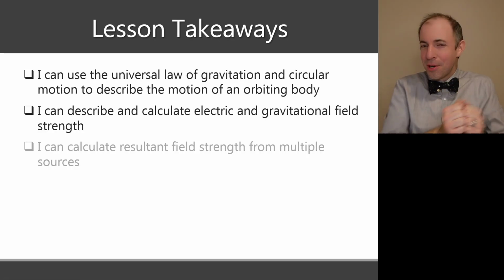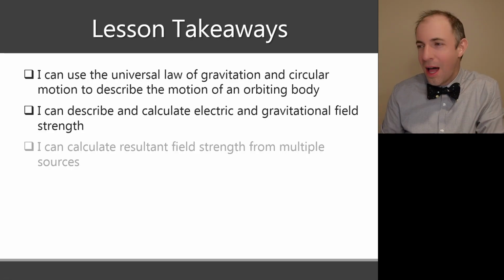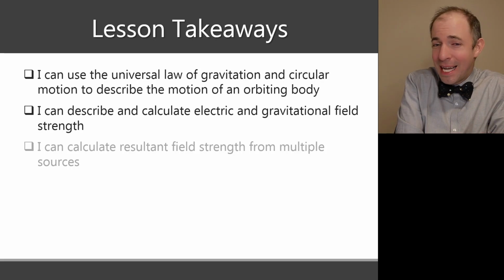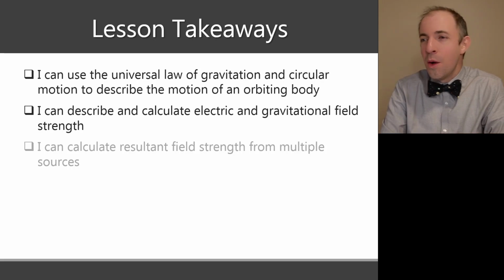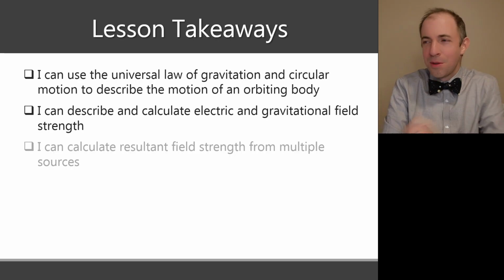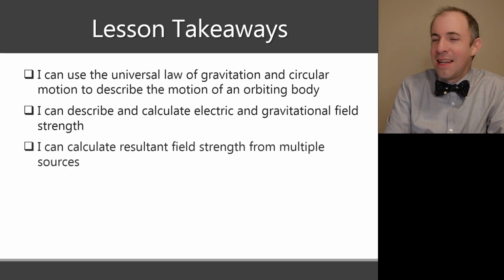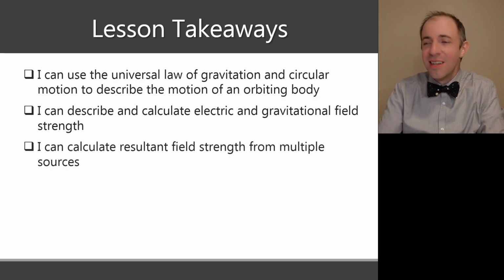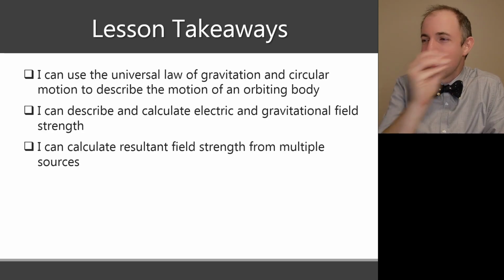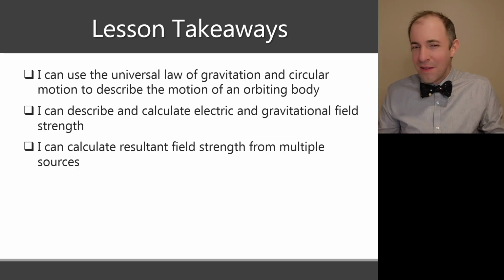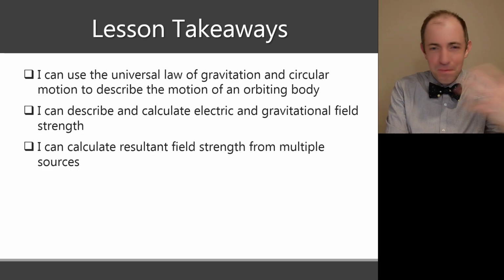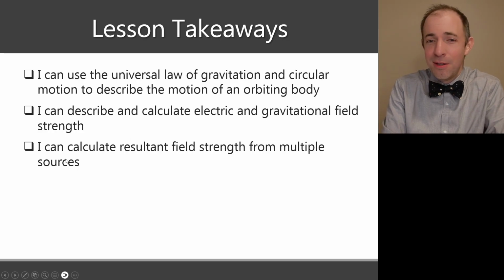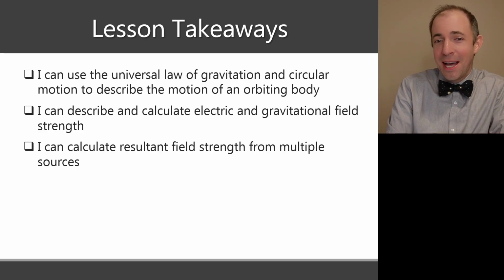Again, this is newtons per kilogram or newtons per coulomb. It is not newtons by itself. It's kind of a placeholder that we can then use to calculate newtons once we know the coulombs or the kilograms later on. And then if you have more than one object, you should be able to calculate a resultant field strength, whether it's gravitational field or you can do the same thing with electric field, and find that resultant and combine those two to get one field strength out of the other side.